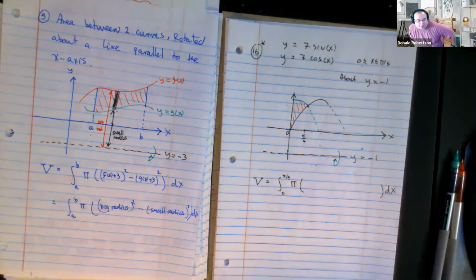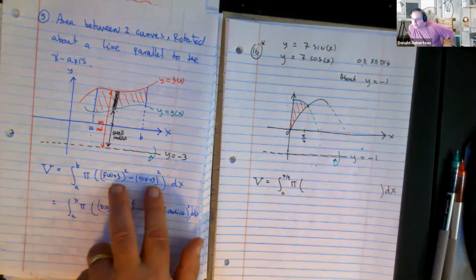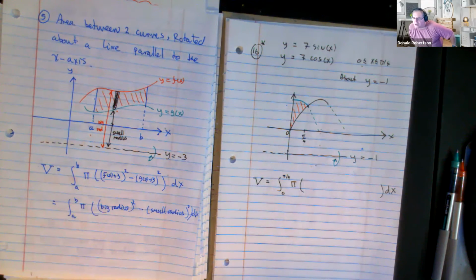Do you want me to do this question as a big radius square take away a small radius square, or do you want me to do this question more like this? And both get you the same answer, it's just how your brain understands what's going on. Have you any preference?